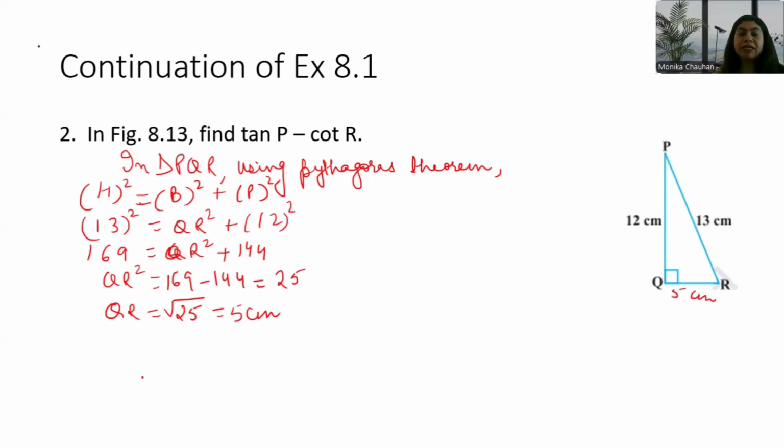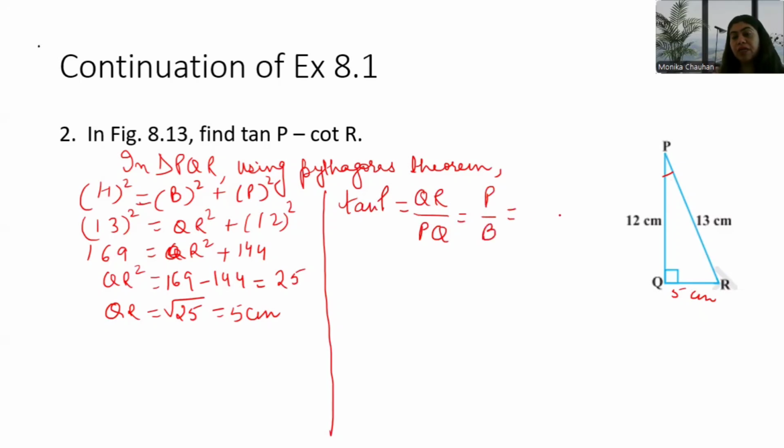Now what you have to calculate? Tan P. Now what is tan P? Understand, this is my angle P. Now what is the perpendicular in this case? Perpendicular, opposite to this, is QR. So first of all, you write down perpendicular upon base. Now, perpendicular is QR, upon base will be your PQ. I hope you remember. Again, I'm writing P upon B. Now, it is 5 upon 12.